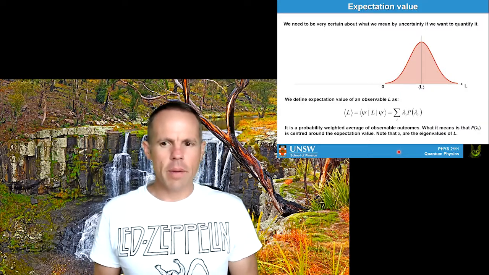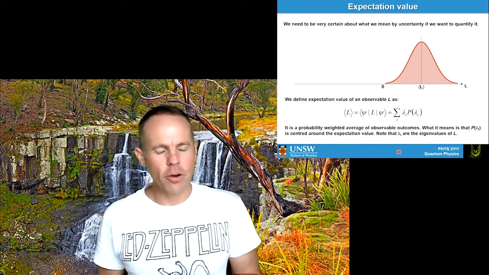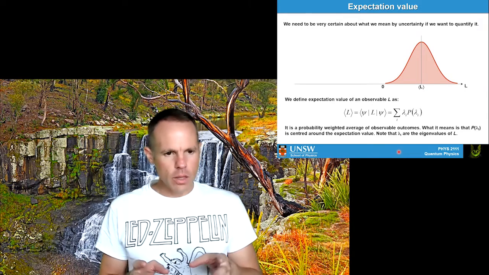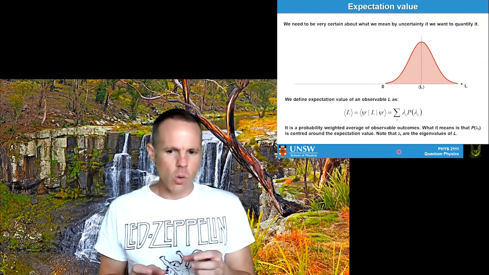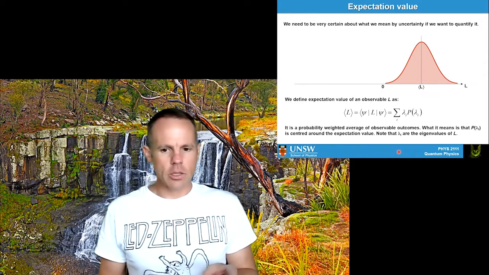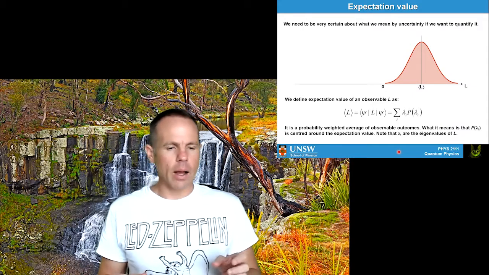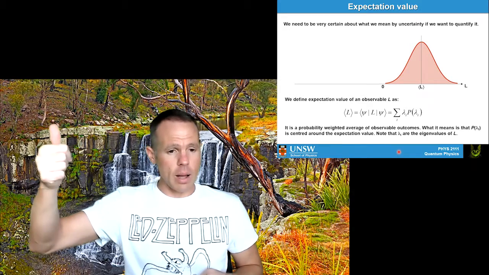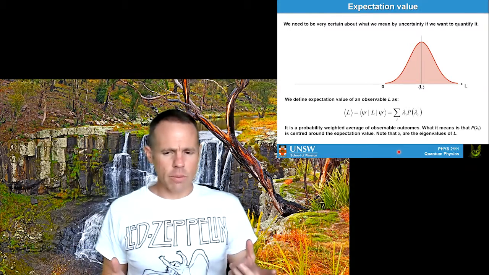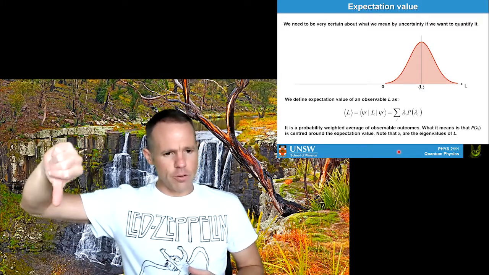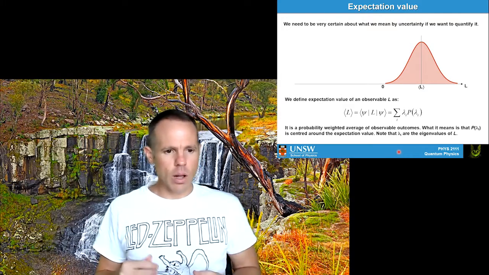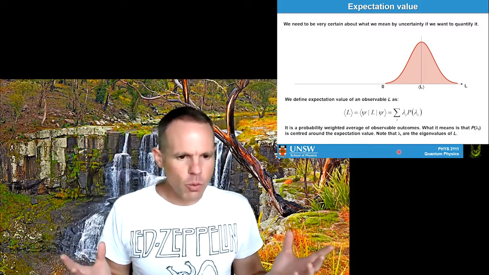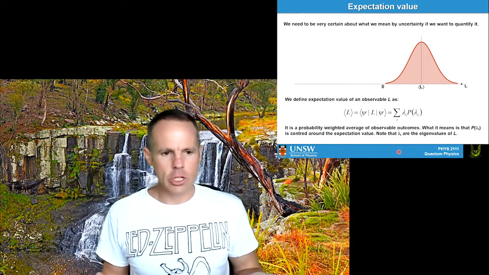So we need to be very certain about what we mean by uncertainty if we want to quantify it. The best way to start thinking about this is to come back to the idea of expectation value that we had way back in lectures 4 and 5 of the course. Back there, we defined it as the probability weighted average of the observable outcomes. When we had our electron spin system where there are only two observable outcomes, spin up and spin down, it was quite a simple concept, right? You have 50% probability of up, 50% probability of down, a half times plus 1 plus a half times minus 1 is 0. And so this expectation value told us what we should expect for our measurement.